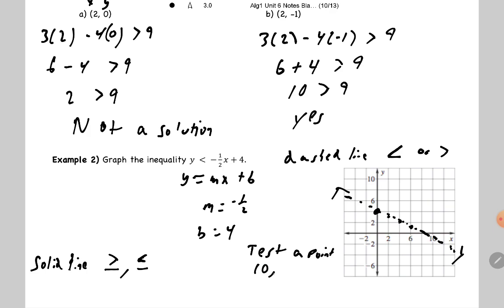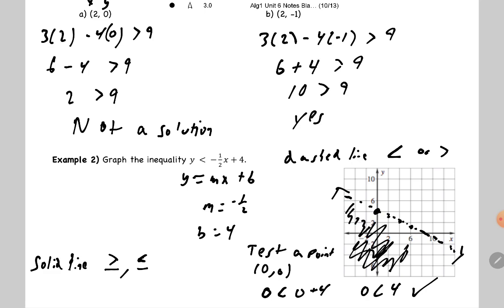So I like to use 0, 0. We're going to plug it into the equation. Is 0 less than 0 plus 4? 0 is indeed less than 4, so that works. So we're going to shade everything under the line, because this is y is less than this line here. It doesn't touch the line, but it shades everything underneath that line.